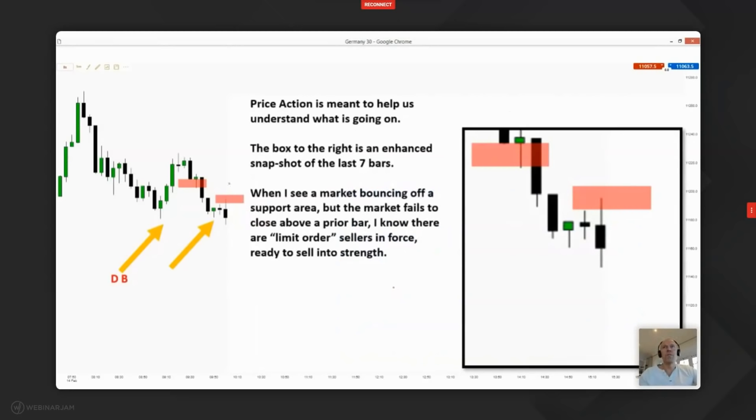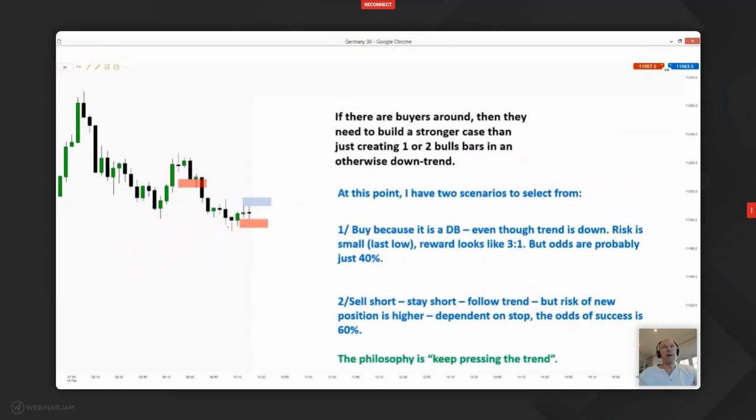Let me just see where we are. Here we are. So the market goes down, makes a new low here. And now the very next bar, the market closes above the high of the prior bar. What would you do now? At this point, I've got two scenarios to select from. I can buy a double bottom, where the market has closed above the prior bar's high.